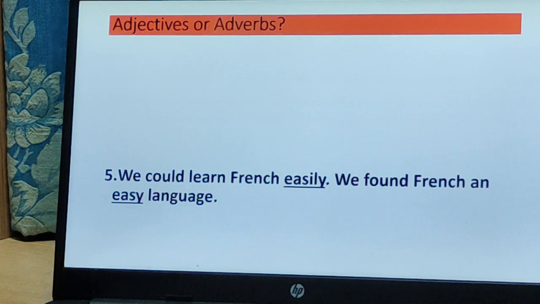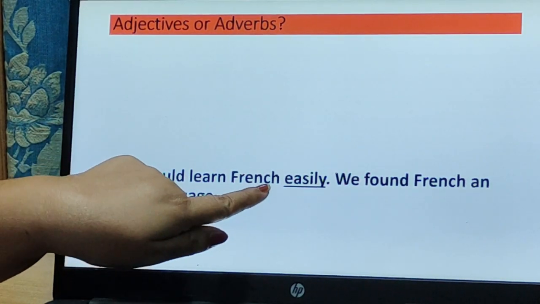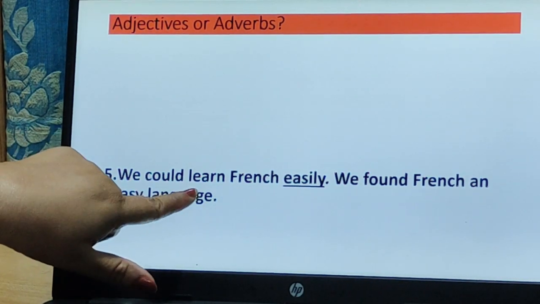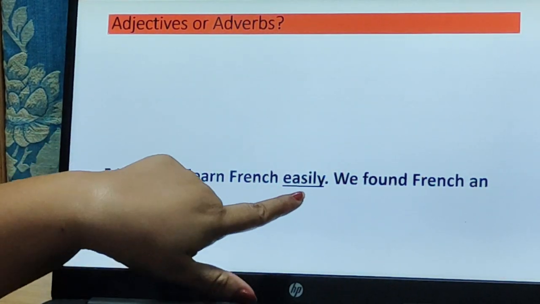We could learn French easily. How could we learn French? Easily. Ending in ly. Talking about our learning French, could learn, it's a verb, therefore it's an adverb.